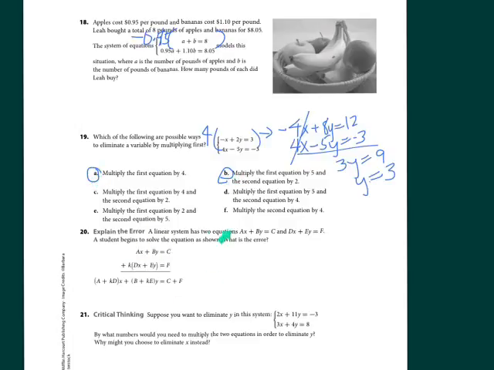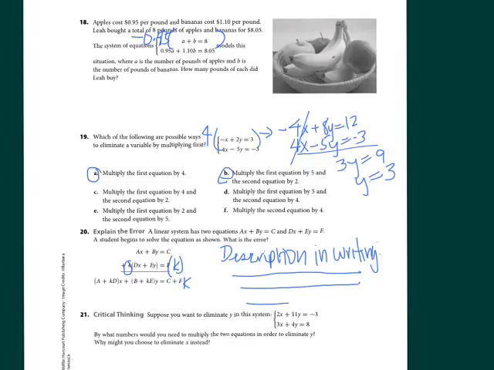Now let's talk about number 20. The mistake made here was that they only multiplied the k on one side. You have to multiply both sides by k. So this should be a k here. That was the error. Now you can write a description of the error in writing. Description in writing, please. And I expect to see an answer there.